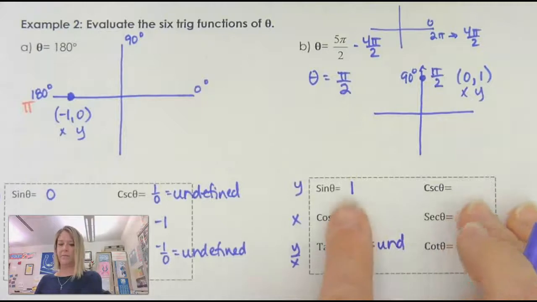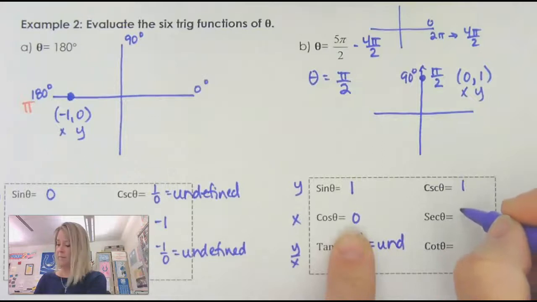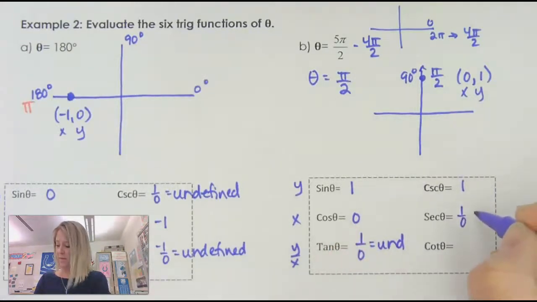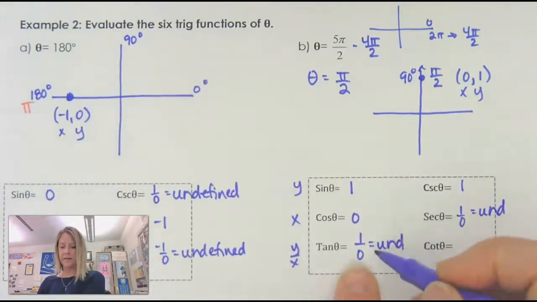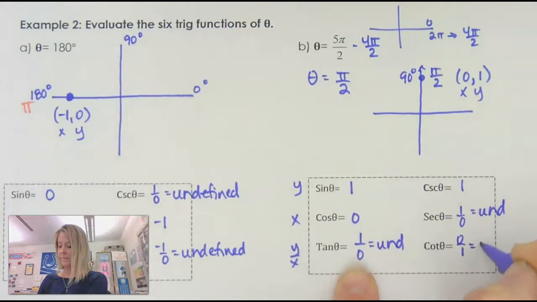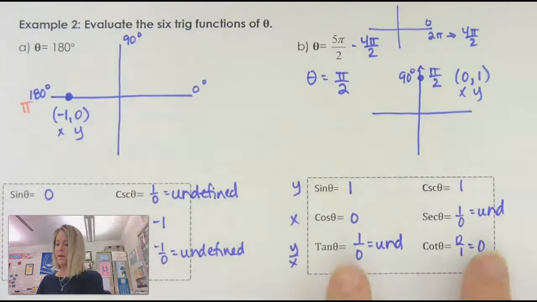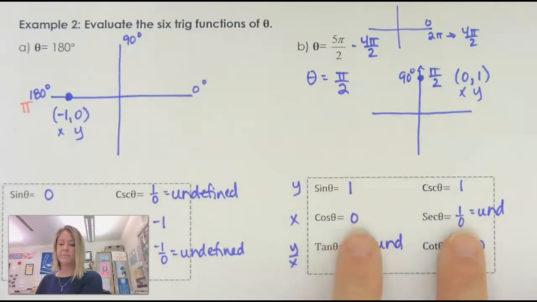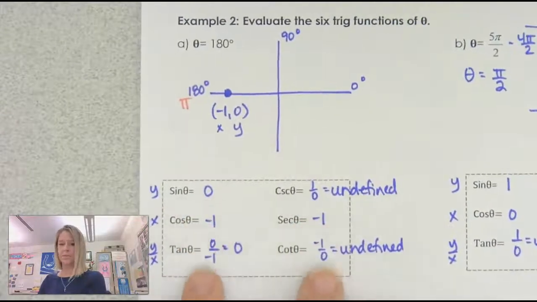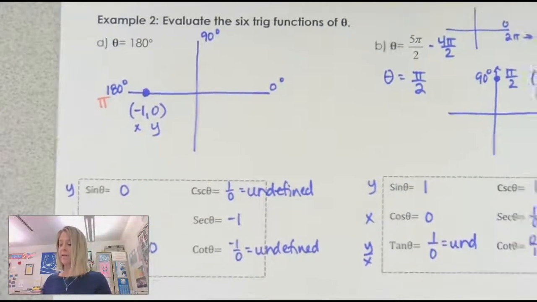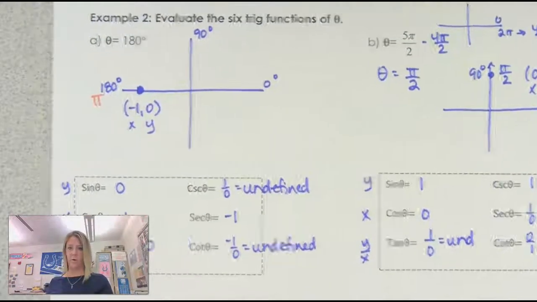I'm going to flip all these. If I flip 1 over 1, I still have 1. If I flip 0 over 1, I've got 1 over 0. Can't do that, so that's undefined. If I flip something that's undefined, then I've got 0 over 1, and that's 0. If you pick up on this, you're going to have some 1s, 0s, and undefineds. They're always the reciprocals of each other. That happened in both of these, so watch for that. If you get an angle that's on the x or y axis, this is what's going to happen. All right, let's try one more, then we're done.